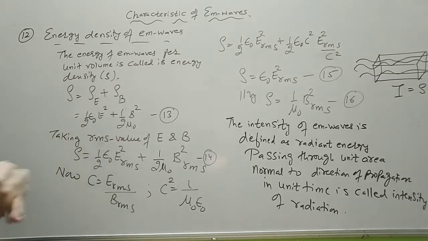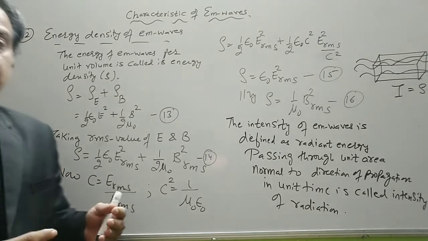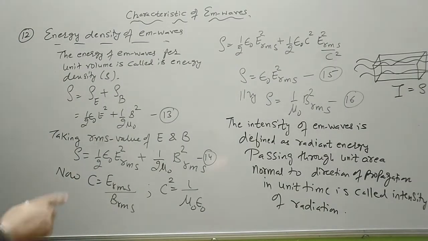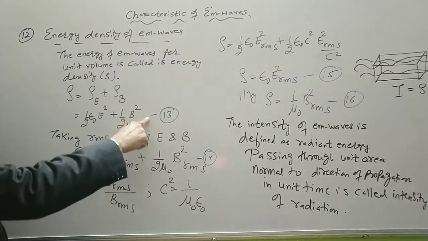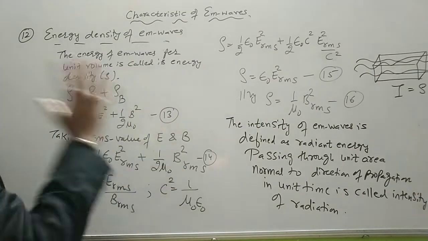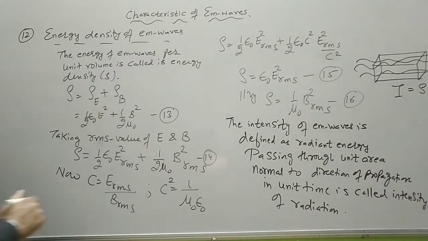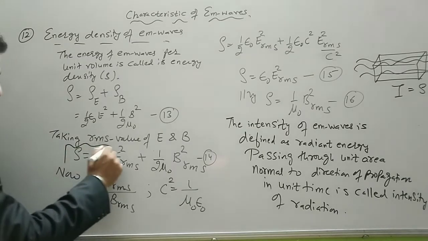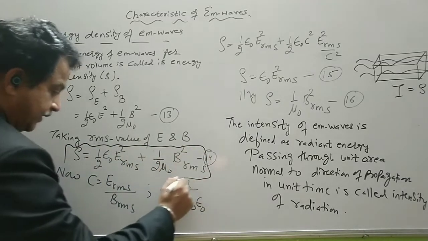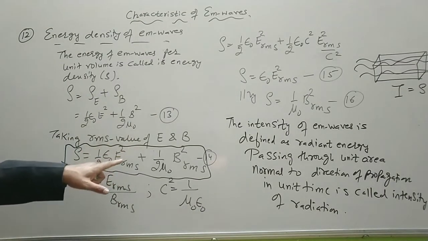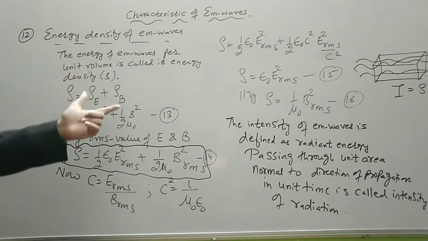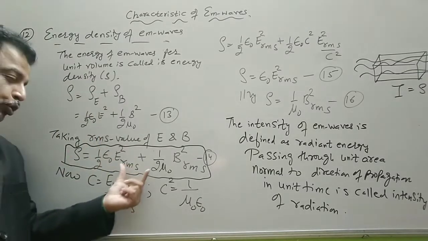But here the electric field and the magnetic field are oscillating. They change their value at every instant. So we take an RMS value of E and B in this equation. So in the place of E and B, we write E RMS and B RMS. Now this is one equation in the form of RMS, or RMS has a relation with E naught. So RMS will be equal to E naught divided by root 2.